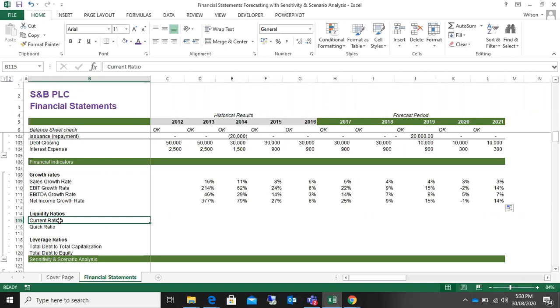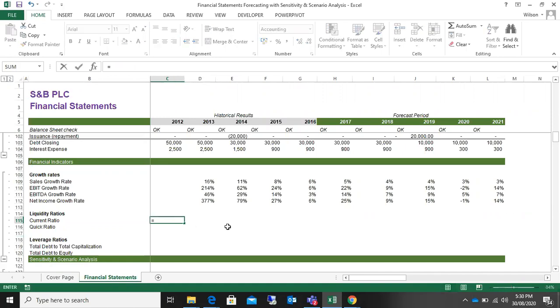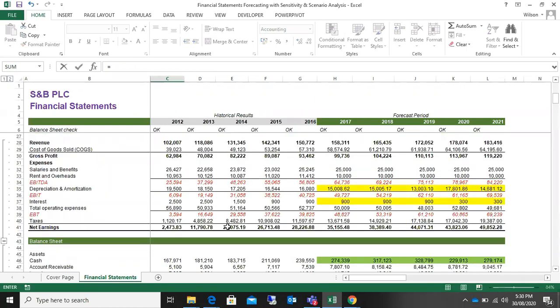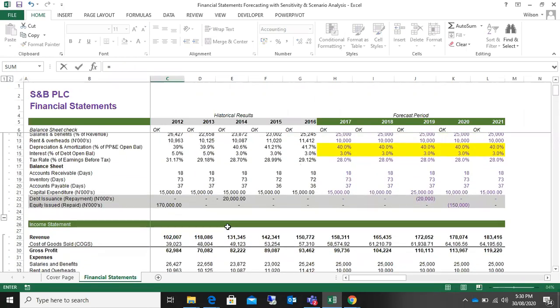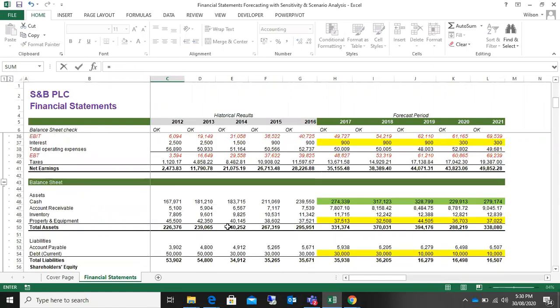So for quick ratio, you take out your inventory. I think that's just the difference. So calculating this for 2012, we simply look at our balance sheet and select our current assets. Cash, of course, is a current asset, so we can open a bracket and select cash, plus accounts receivable, which is a current asset, plus inventory, which is also a current asset, plus.